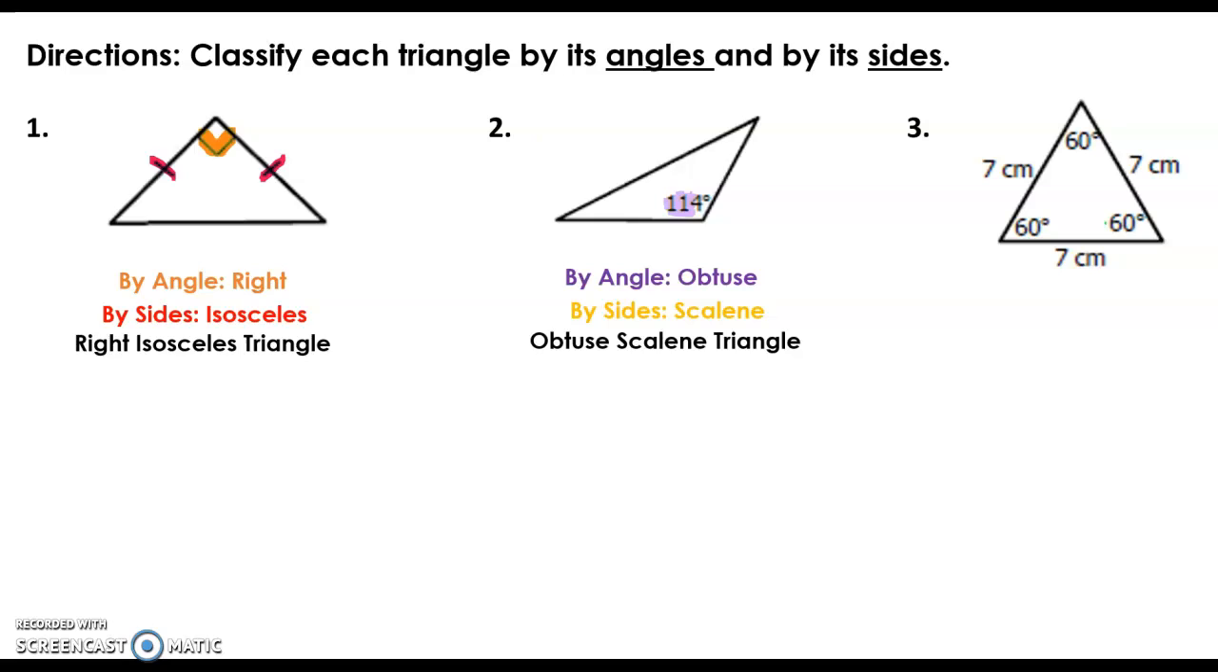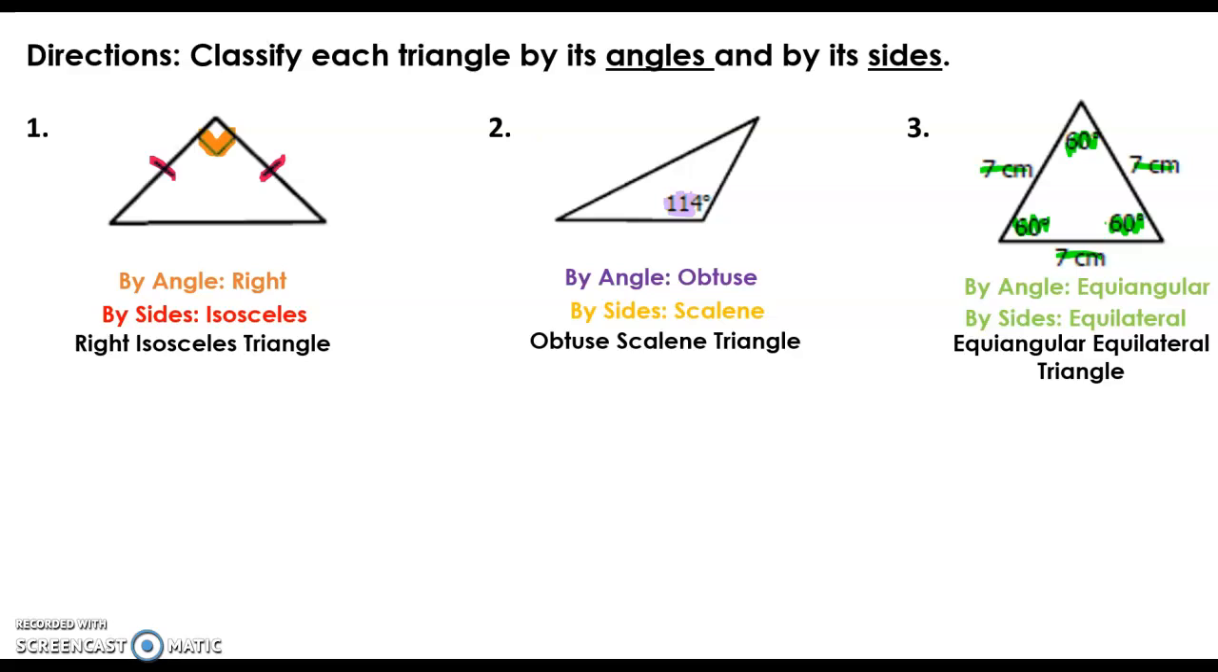Okay, hopefully you paused the video and you found that each one of those angle measurements is the same, which would mean that this is an equiangular triangle, and all of those sides are the same as well, which would mean it is equilateral as well. So remember, a good shortcut here is if we know that it's equilateral, we know that it's equiangular as well. So this is an equiangular equilateral triangle.